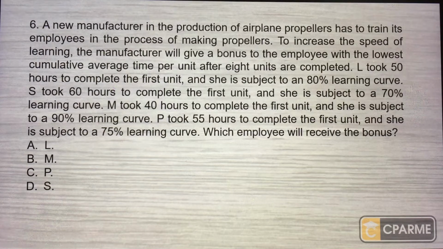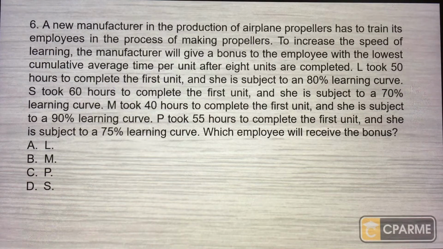Which employee will receive the bonus? A new manufacturer in the production of airplane propellers has to train its employees in the process of making propellers. To increase the speed of learning, the manufacturer will give a bonus to the employee with the lowest cumulative average time per unit after 8 units are completed. L took 50 hours to complete the first unit, and she is subject to an 80% learning curve. So L: 80% learning curve and 50 hours.